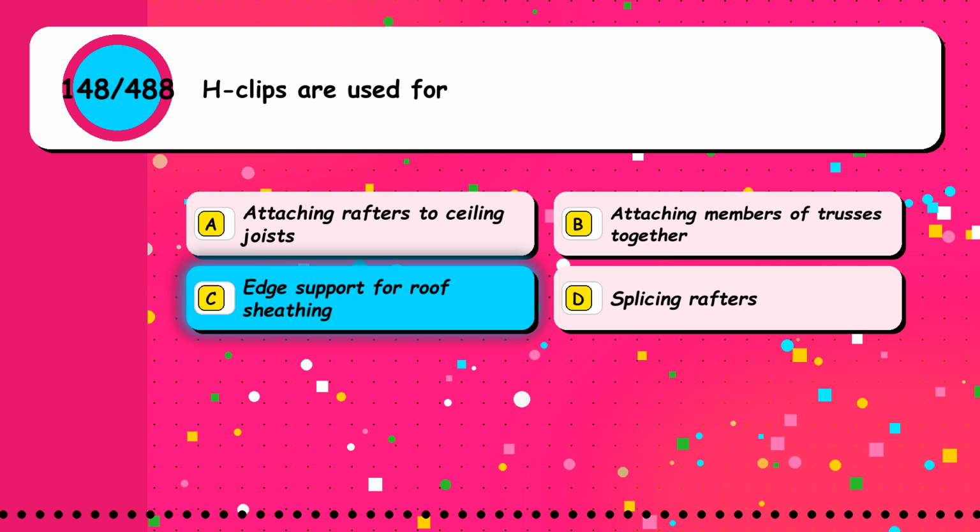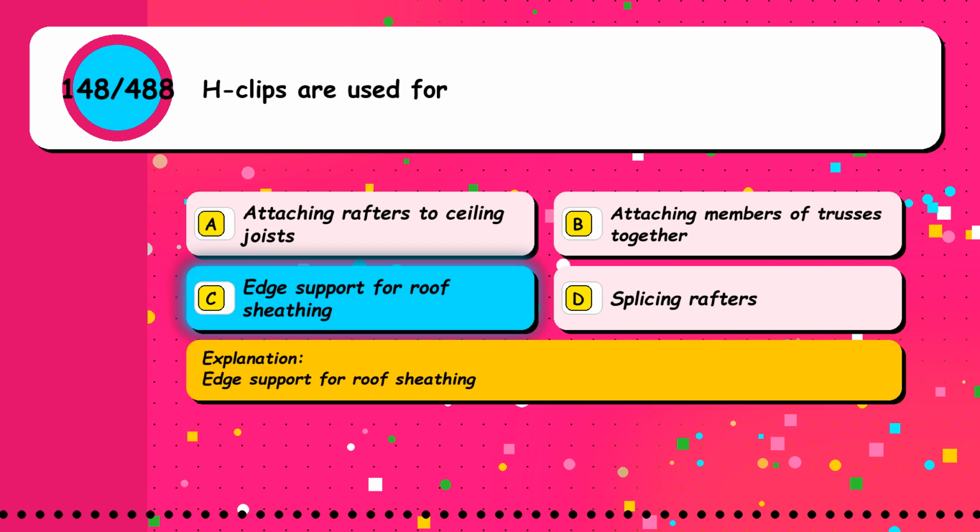The correct answer is option C. Edge support for roof sheathing.